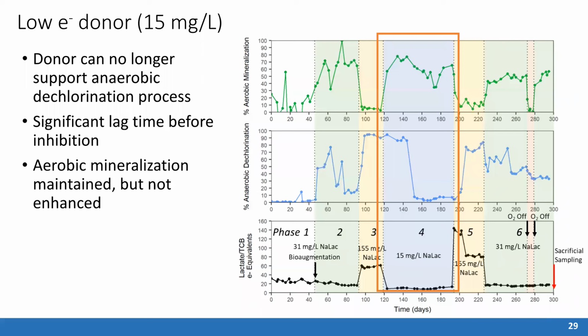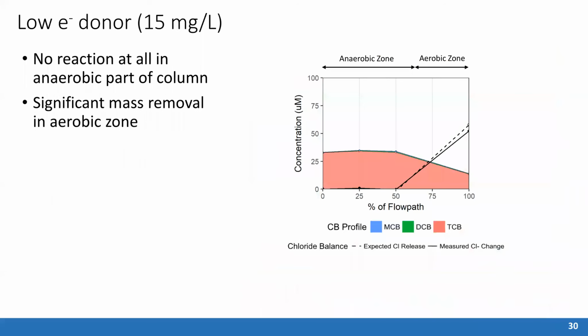The aerobic zone is maintained, but it doesn't get enhanced. So you do see some aerobic degradation because now you have plenty of oxygen available. So oxygen availability is high when the lactate is low. And we see that here, that if you look again along the flow path, the trichlorobenzene no longer is degraded or reductively dechlorinated, and we don't see any appearance of mono and dichlorobenzene. But what is occurring, it looks like the trichlorobenzene is partially being degraded in the aerobic zone. So we are getting some release of chloride from the trichlorobenzene degrading. So we do know that it can degrade aerobically, but it is a slow process.